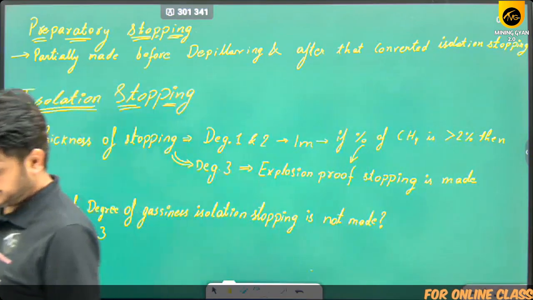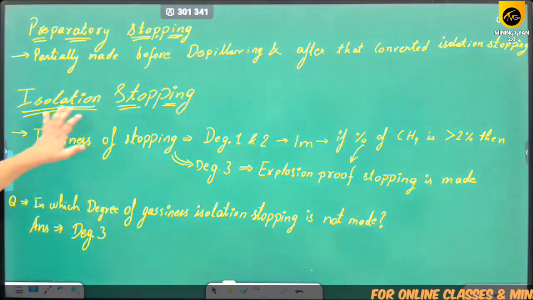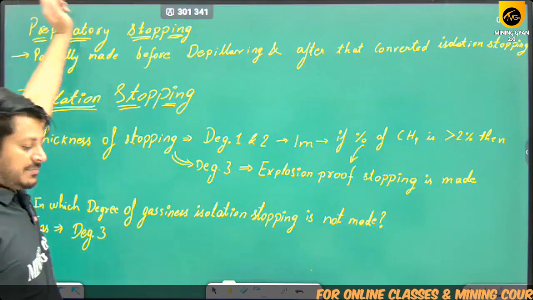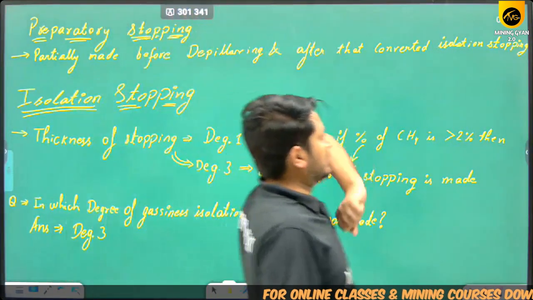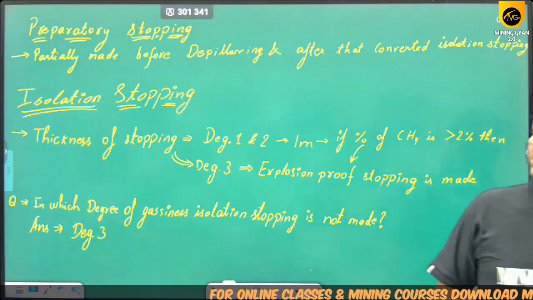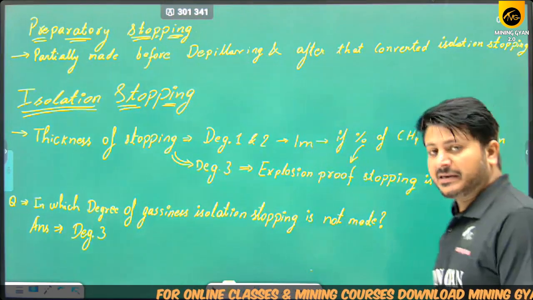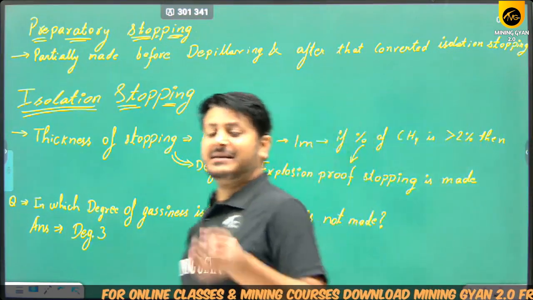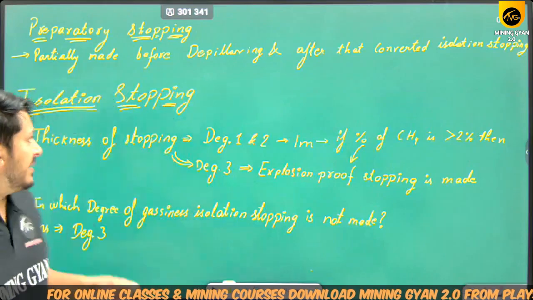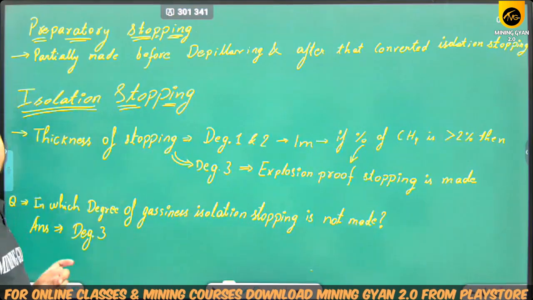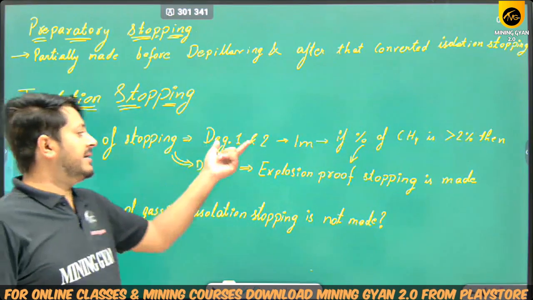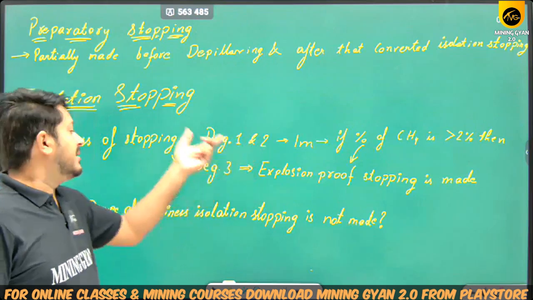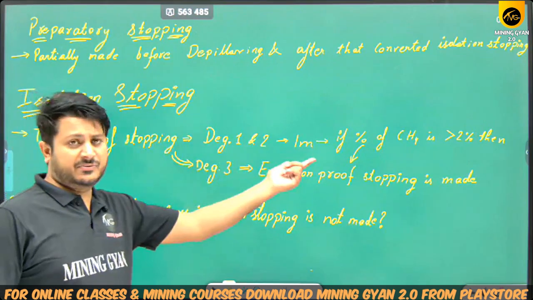Understood, everyone? So, isolation stopping. Isolation stopping is made after the deploying is completed in the mines. Then in that case, isolation stopping is made. If we talk about isolation stopping, it is made in degree 1 and degree 2 mines, and the thickness of isolation stopping is 1 meter.